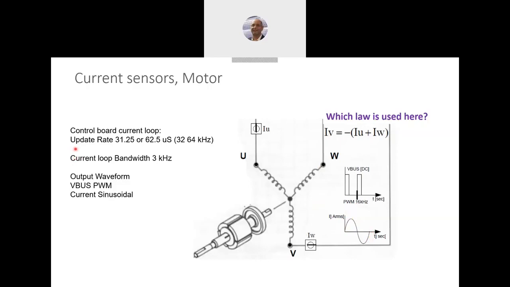Okay, so this is the frequency of switching, of opening and closing the switch, and this is the update rate of the software. Some of the common numbers that are used today are 31 or 62 microseconds. People like to speak about a current loop bandwidth of 3 kilohertz. Usually it's between 1 to 3, but probably your mechanical system is like 600 hertz or something like that.